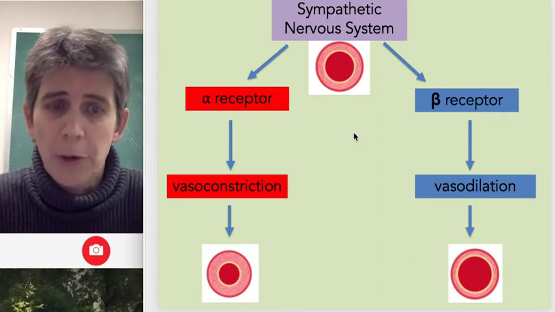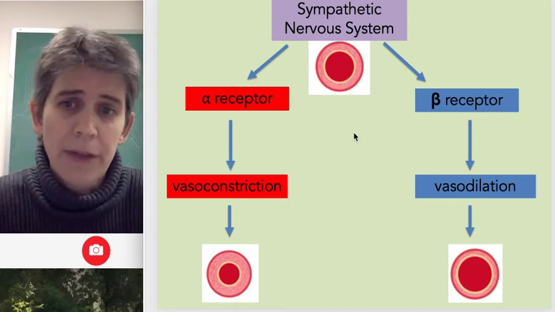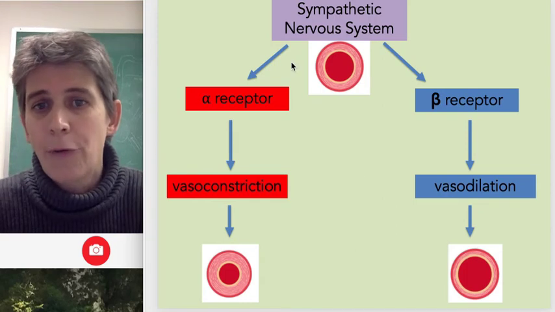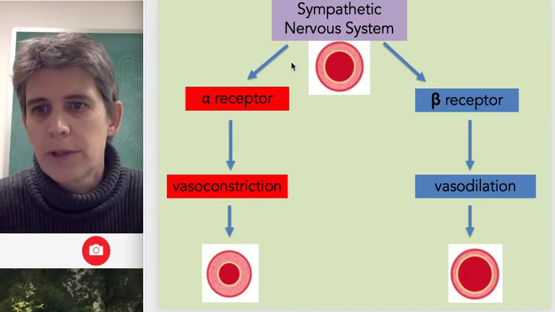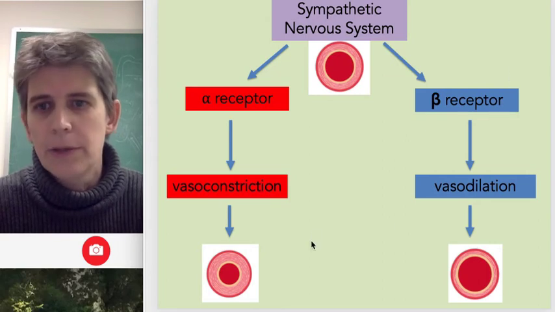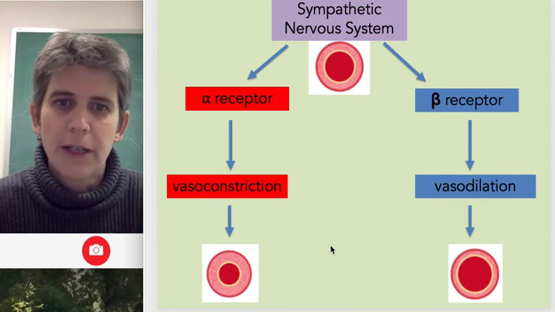The way we get vasoconstriction at some tissues and vasodilation at others, and we'll see an example of that in just a moment, is because there are different receptor types within that system. Primarily, we will get vasoconstriction when there are alpha adrenergic receptors present on the tissue, and vasodilation when there are beta receptors present on that tissue. Okay, so let's look at an example.